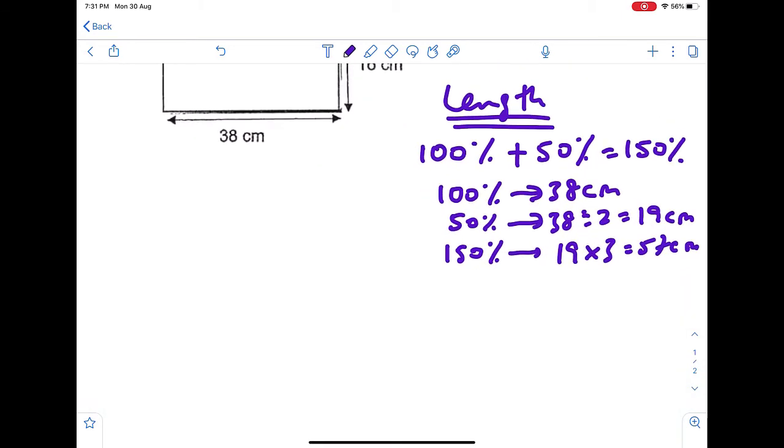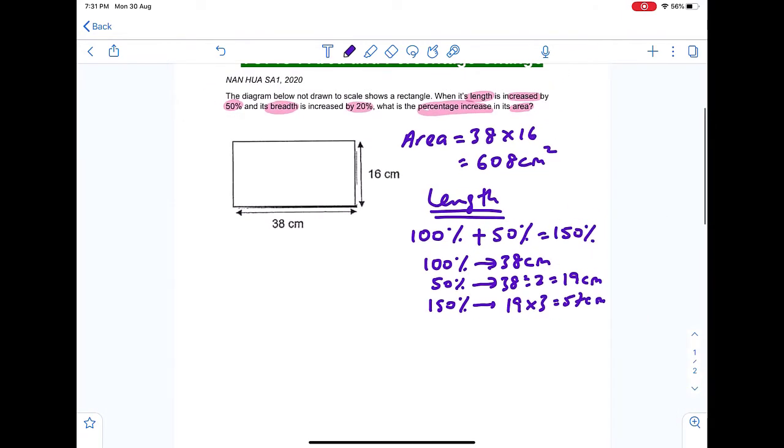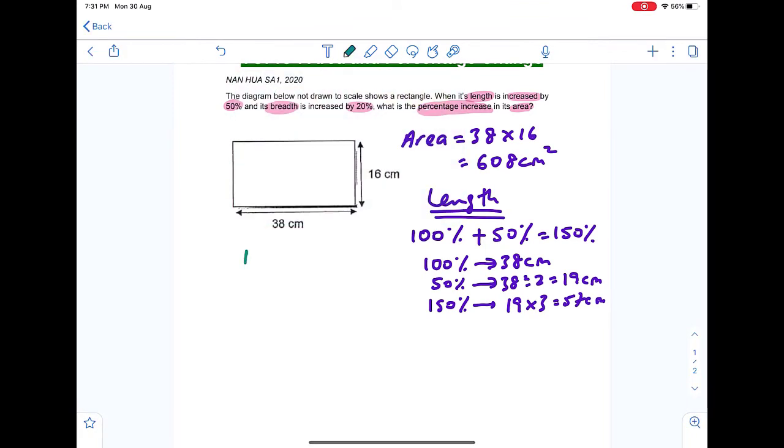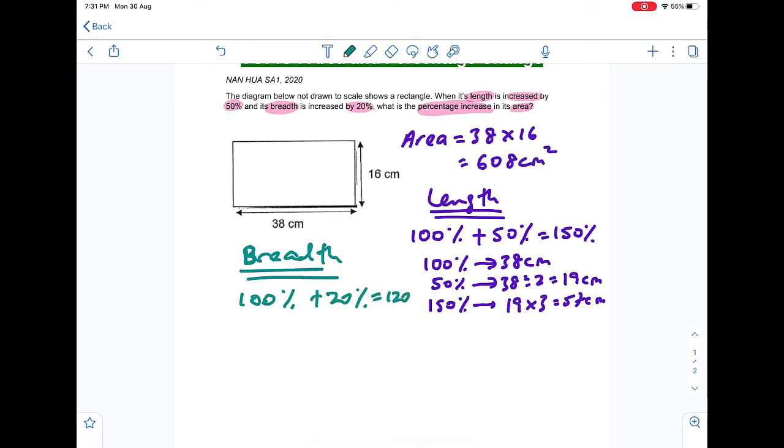Now, how about the breadth? Okay, the breadth, let's see. The breadth increased by 20%. So breadth is next. 100% plus 20%, 120%. Now, the 100% original breadth will be 16 centimeter.